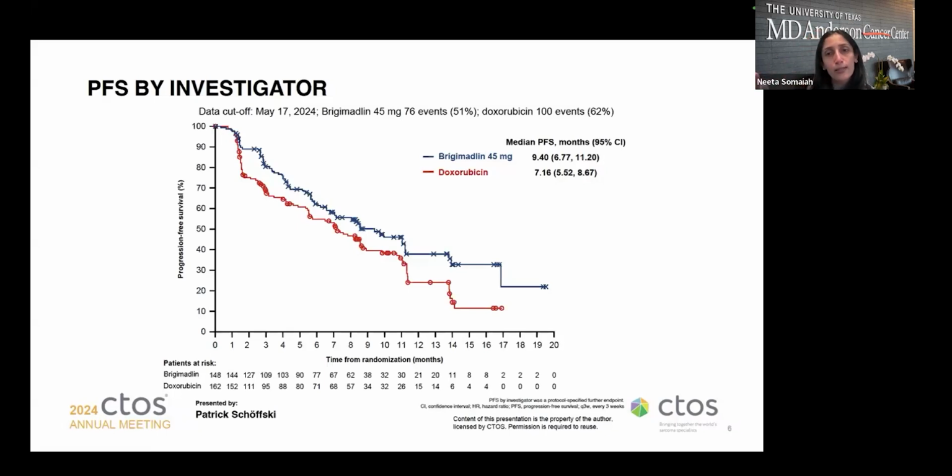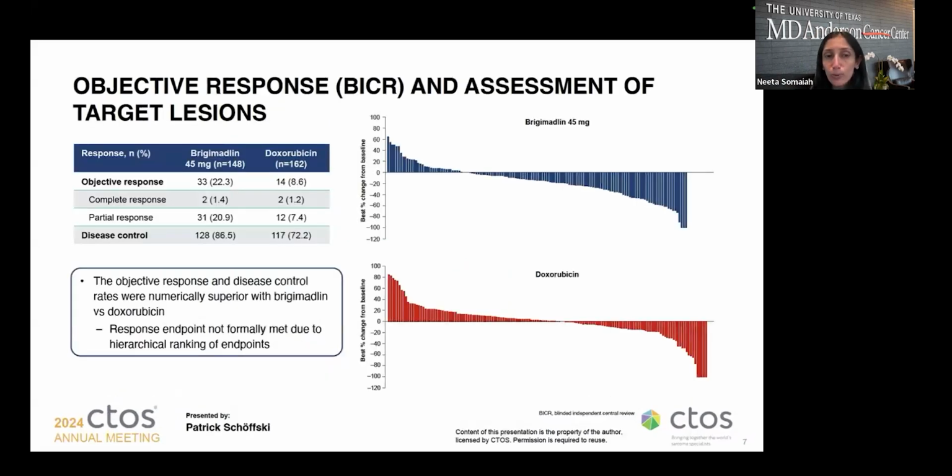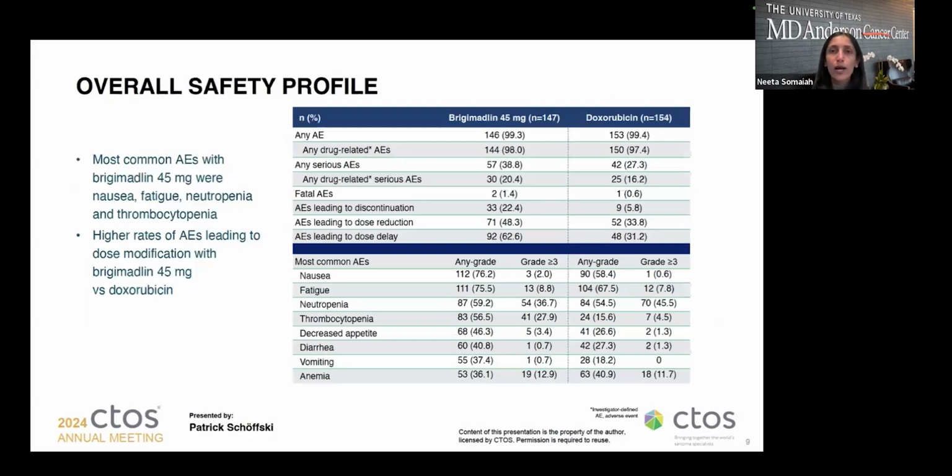So the investigator felt that the brigamadilin was a little bit more superior, but still not statistically significantly better than doxorubicin. This is the waterfall plot again. As you can see here, the number of patients whose tumor shrank was actually higher, 22% with the brigamadilin, the new oral drug, compared to around 9% with doxorubicin. So doxorubicin was active, but this one had more tumor shrinkage, but that was not the primary endpoint the way the study was designed. So while interesting, it doesn't help with the approval process.